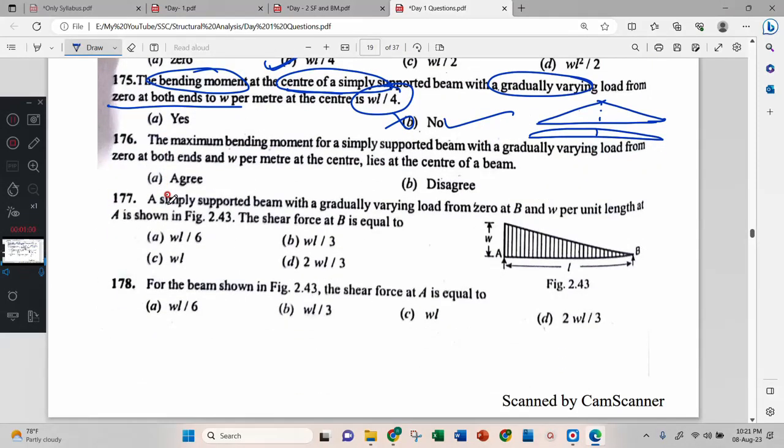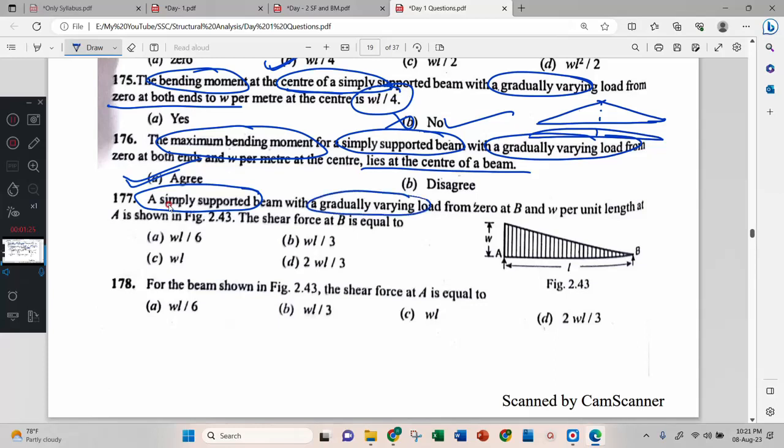Next, maximum bending moment for a simply supported beam. Maximum bending moment for a simply supported beam with gradually varying load from 0 at the ends and W at the ends, with the triangle lying in the center, correct? Simply supported beam with gradually varied load, same: 0 at B and W at A, correct?